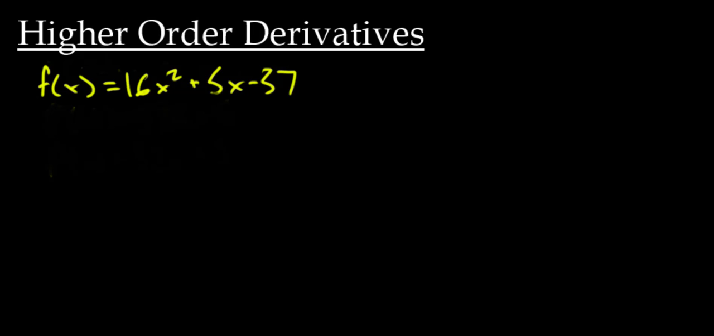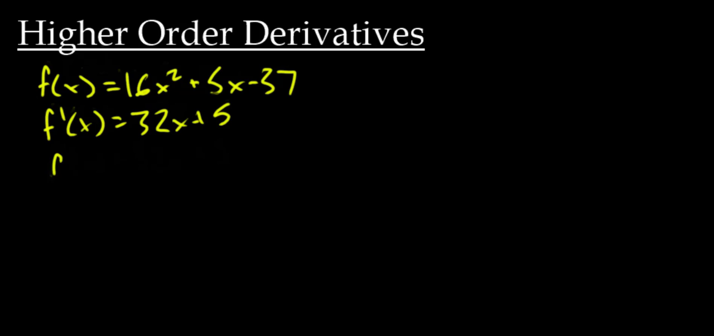Today we're going to look at the concept of higher order derivatives. Now, what do I mean when I say that? Well, say we have a function of x, 16x squared plus 5x minus 37 in this case, and somebody asks you, hey, find me f prime of x. Well, you know how to do this by this point. This is just finding the derivative, which we should know is 32x plus 5.